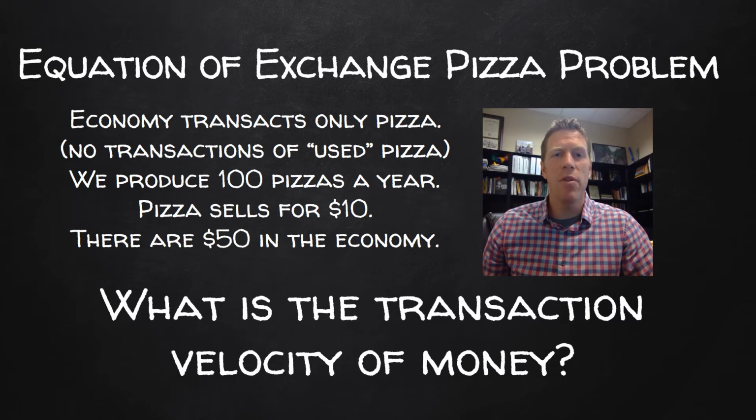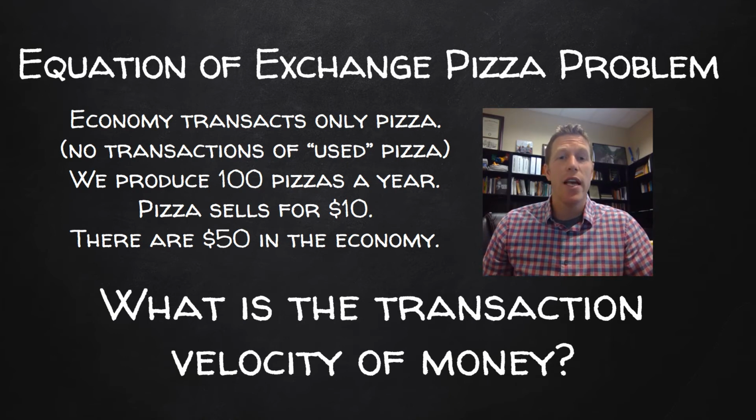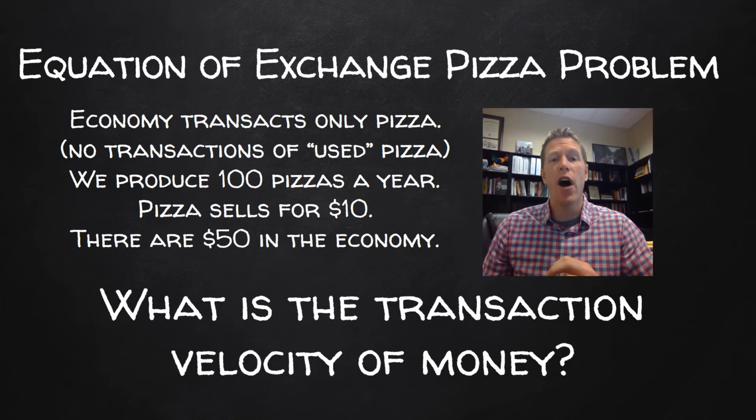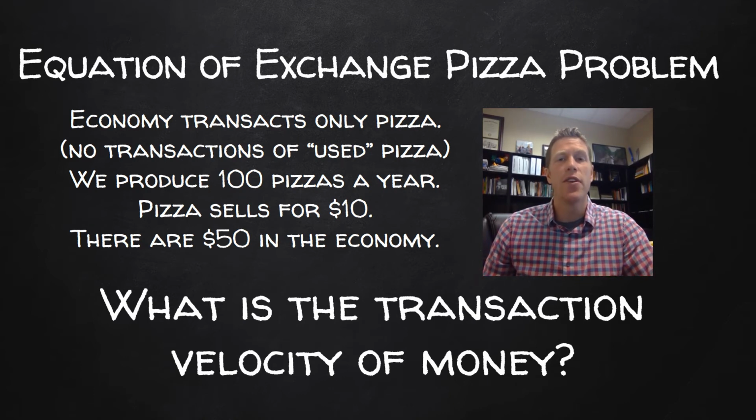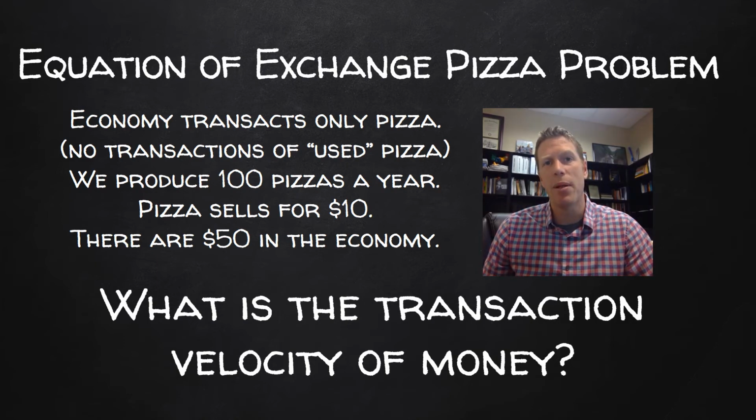All right, so here's the setup of the problem. What you're going to do is look at this problem, pause the video, and then see if you can solve it. In our economy, there's only pizza being sold, and we're producing 100 pizzas every year. Each pizza sells for $10, and there's 50 total dollars in the economy. So if 100 pizzas are produced and sold every year, and they sell for $10, and there's 50 total dollars in the economy, what is the transaction velocity of money in this sample problem?